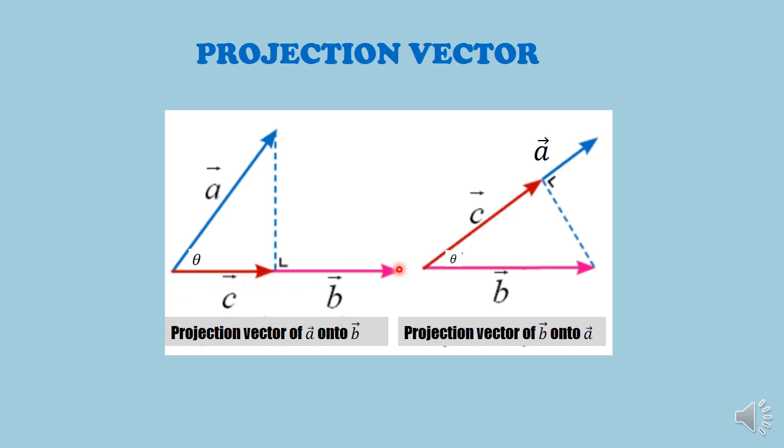Okay, a projection factor of B onto A is similar. We make a line perpendicular from the head of factor B onto factor A. So the projection factor is factor C, that has the same direction as factor A. Okay, this is the description of projection factor.